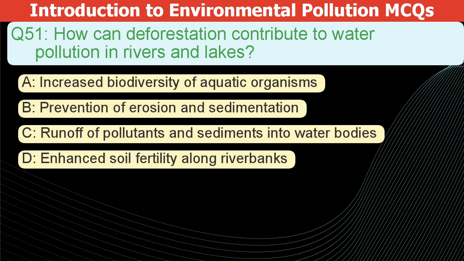How can deforestation contribute to water pollution in rivers and lakes? A. Increased biodiversity of aquatic organisms. B. Prevention of erosion and sedimentation. C. Runoff of pollutants and sediments into water bodies. D. Enhanced soil fertility along riverbanks.